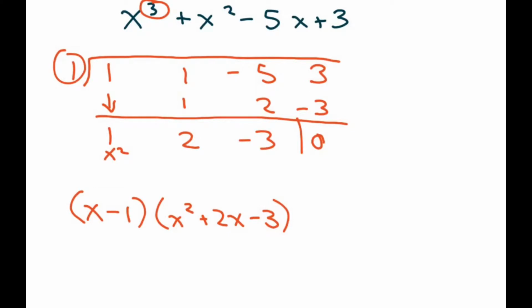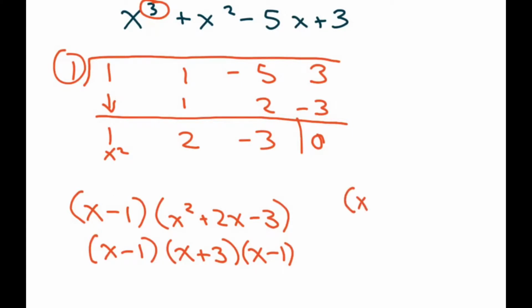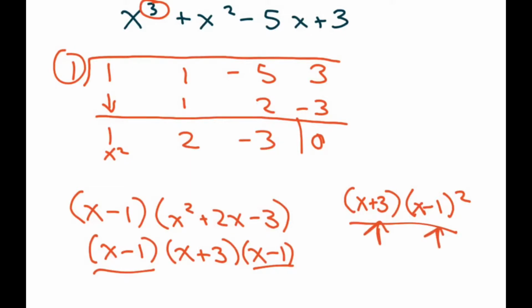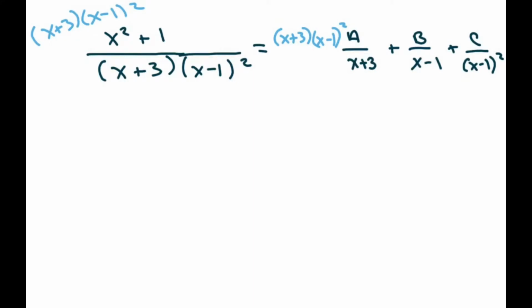And then you can factor this part even further, which is going to be x minus 1 times x plus 3 times x minus 1. If you write that again, you can write it as x plus 3. Since these are the same, we can write that as x minus 1 squared. We have repeated linear. Well, the repeated linear is right there. So I wrote it out this way.